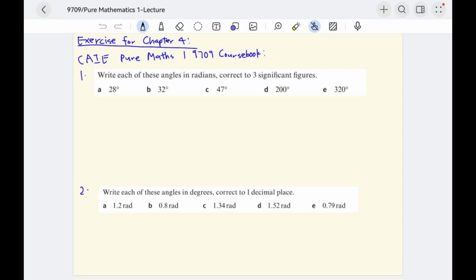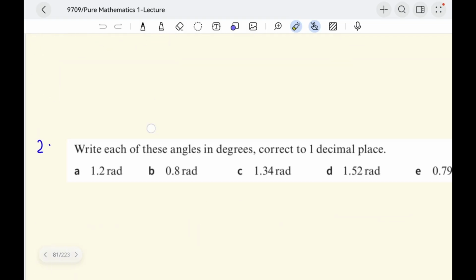For this video today, we are going to discuss the exercises for chapter 4. Okay? So as usual, these first few questions are from the Coursebook. Alright? So let's take a look at question 1 first.